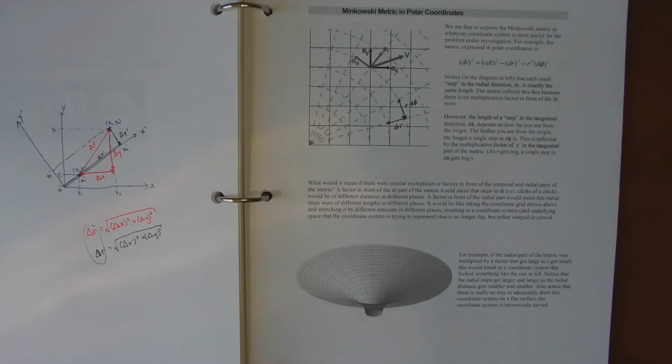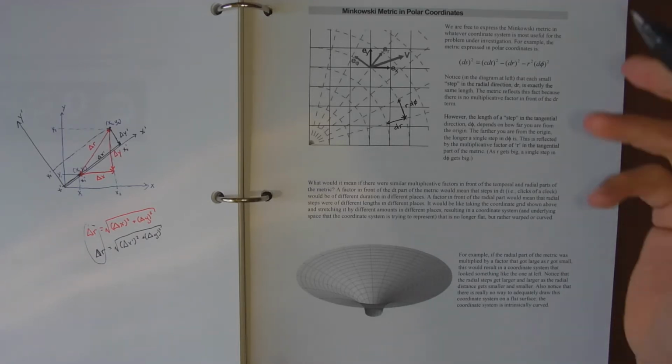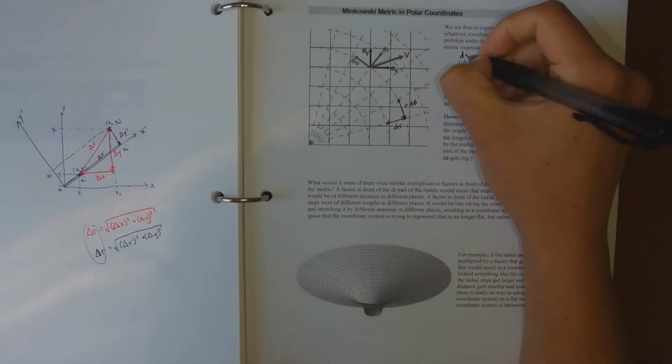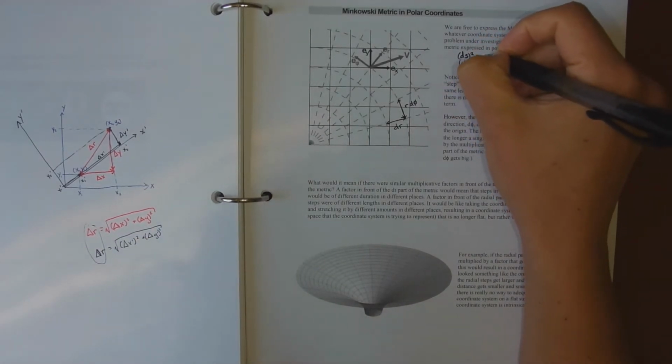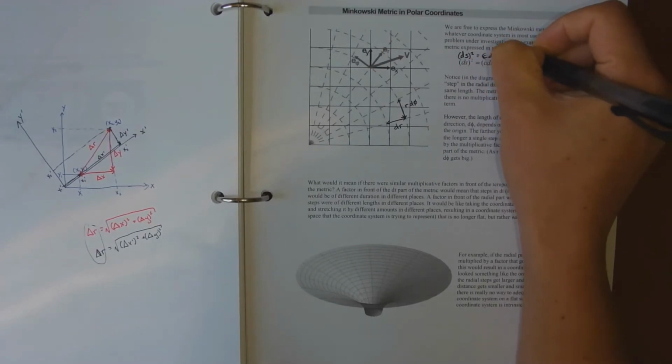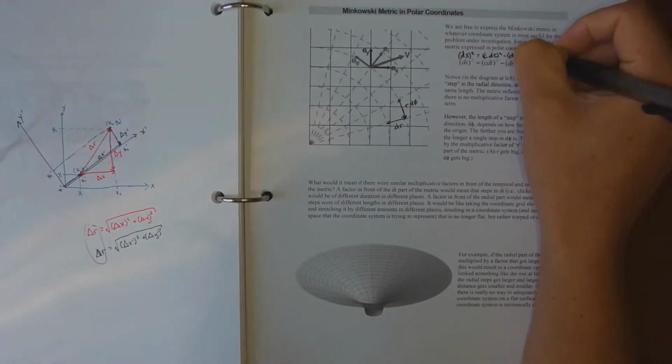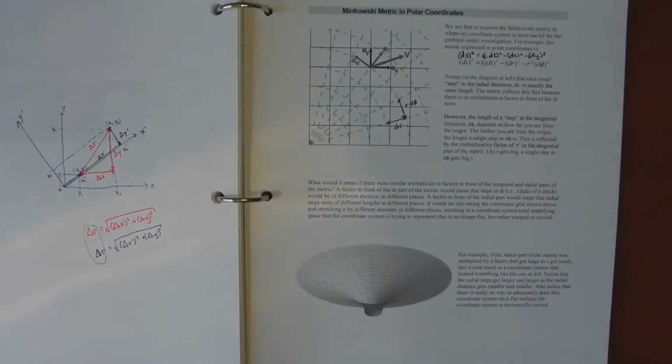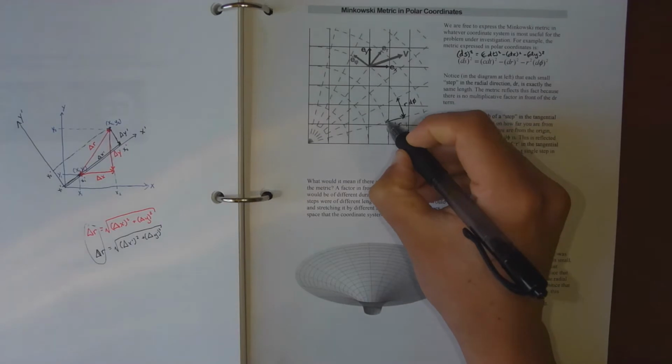Before we look at the metric for curved space-time, we're going to look at the Minkowski metric again, and we're going to express the Minkowski metric in polar coordinates, and we're only going to do this in 2 dimensions. So if we were writing the Minkowski metric in 2 dimensions, let's say we have c dt squared minus dx squared minus dy squared.